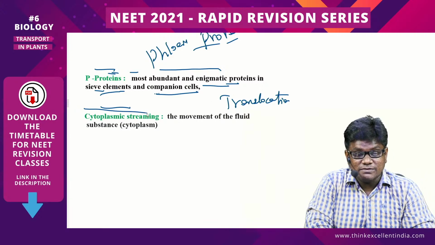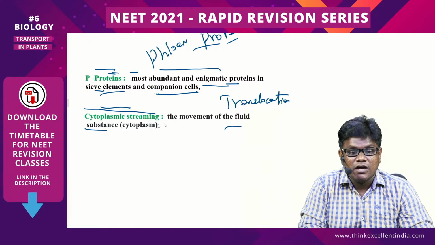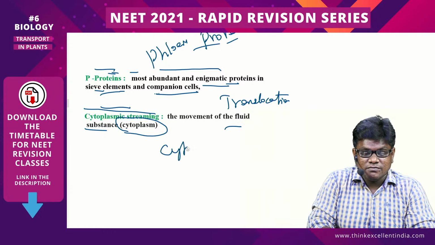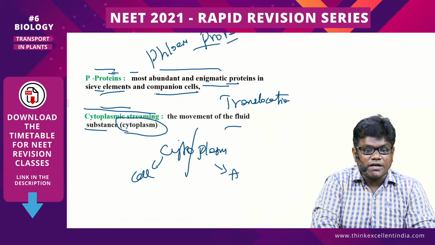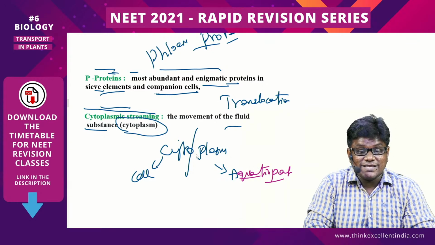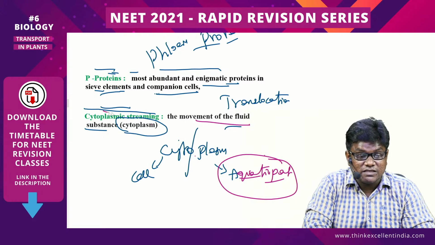And cytoplasmic streaming means what? The movement of the fluid inside a plant system. I mean cytoplasm. Every individual word is important. Cyto means cell, and plasm means the aquatic part. So inside that aquatic part you can see the movement of the fluid, that is cytoplasmic streaming.